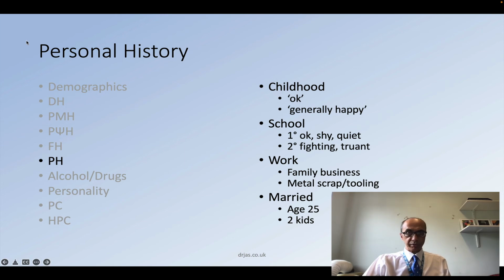Then personal history. This is really going from year 0 until now. Ask about their childhood and schooling. I must admit, I can't remember the last time I asked anybody whether they had had a normal vaginal delivery. I think I did that when I was a student, and you just get very strange looks when you ask that question. So there are some situations when you might need to ask it, but childhood, schooling, work, and family.